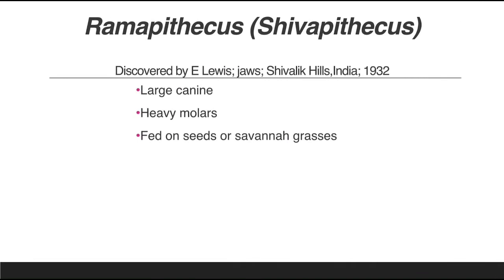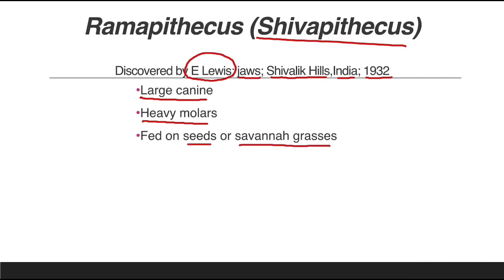Now let's see further, that is Dramapithecus. It is also sometimes called Shivapithecus. Okay, it was discovered by E. Lewis. Fossil किस में क्या मिला था? jaws मिला था. It was found in Shivalik Hills in India, hence the name Dramapithecus and Shivapithecus. ठीक है, Shivalik Hills में मिला था 1932 में. The canine is very large, molars are heavy and they fed on seeds or savanna grasses. ठीक है, तो basically they were vegetarian, frugivorous or vegetarian.